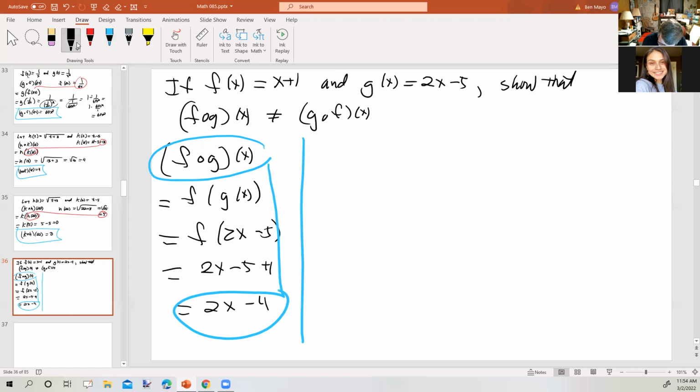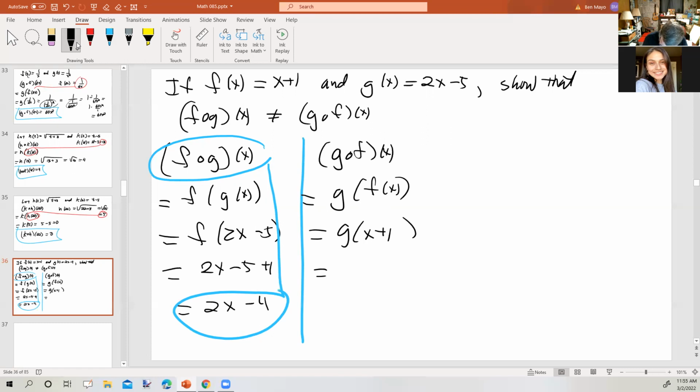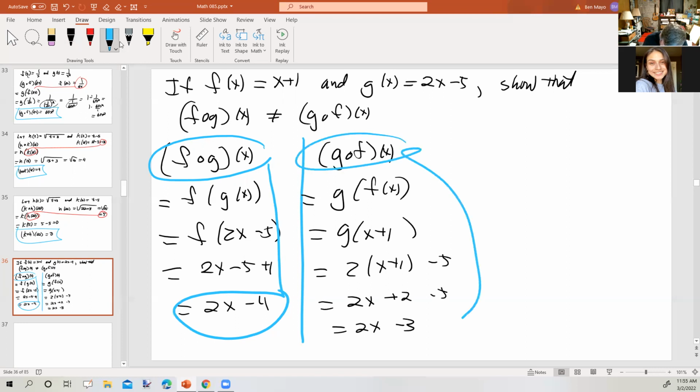Okay, so now let's do g composed with f of x. G composed with f of x equals g of f of x. F of x is x plus 1. And then g of that would be 2 times the quantity x plus 1 minus 5, which is 2x plus 2 minus 5, which is 2x minus 3. So that equals that, and those are not equal.